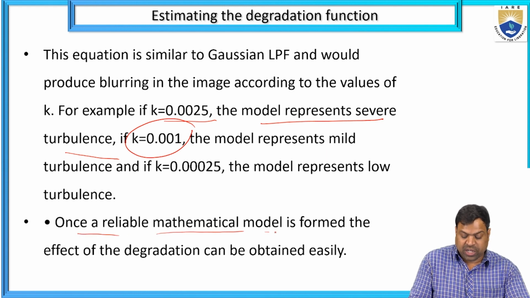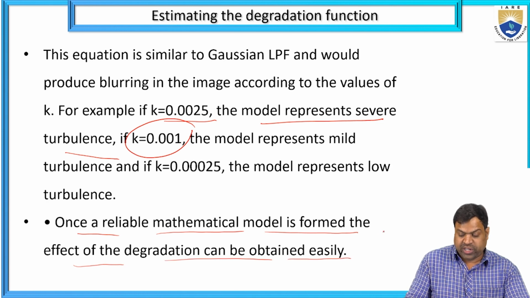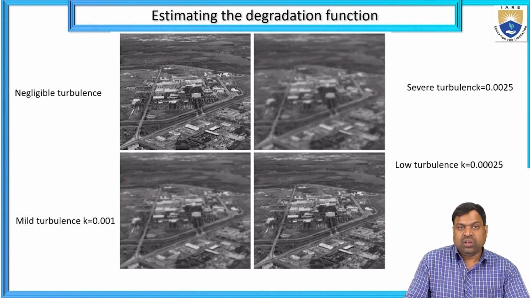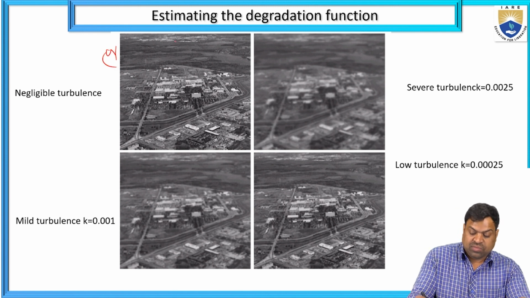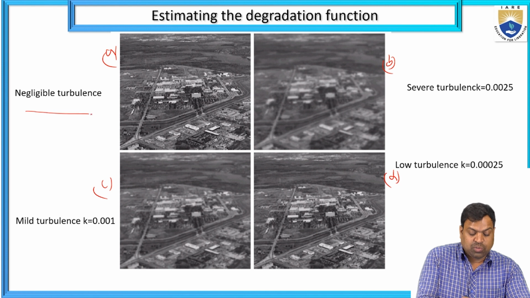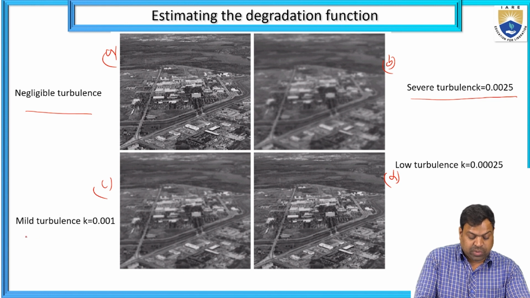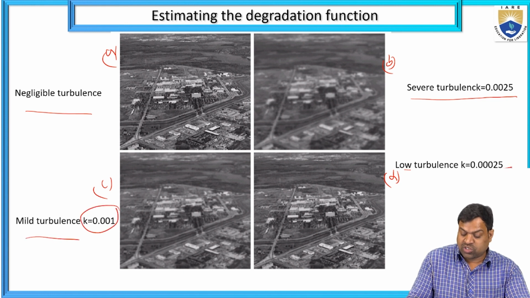Once a reliable mathematical model is formed, the effect of the degradation can be obtained easily. Here are some examples of estimating the degradation function: figure A, figure B, figure C and figure D. Figure A is a negligible turbulence. Figure B is the severe turbulence of 0.0025. Figure C is a mild turbulence, 0.001. Figure D is a low turbulence, 0.00025.